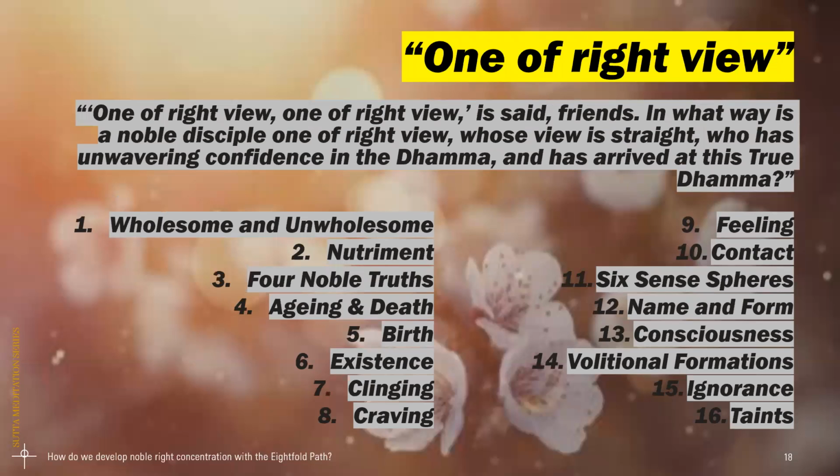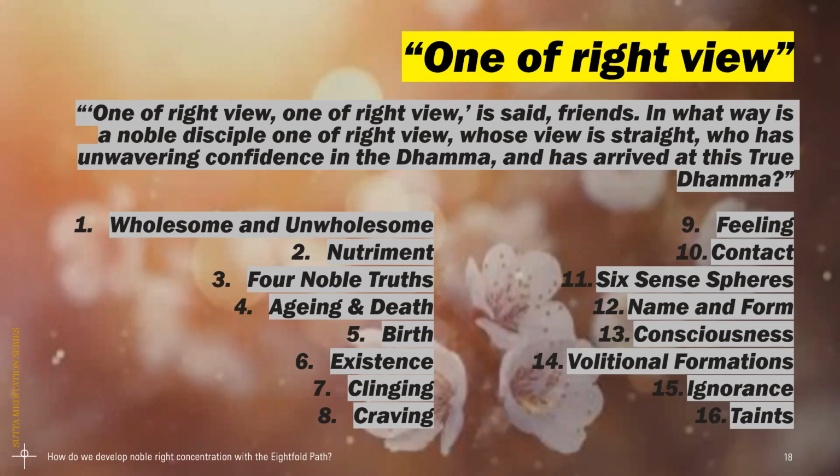If we refresh our minds with Venerable Sariputta's teaching in the Sammaditthi Sutta, where he uses a form of question and answer to teach the bhikkhus, he says, "One of right view, it is said, friends. In what way is a noble disciple one of right view, whose view is straight, who has unwavering confidence in the Dhamma, and has arrived at this true Dhamma?" Venerable Sariputta then gives a very detailed teaching of the 16 ways in which a noble disciple understands Dhamma that would activate right view and effectively correct or straighten any wrong views. If you were to summarize it, it's really these 16 things.